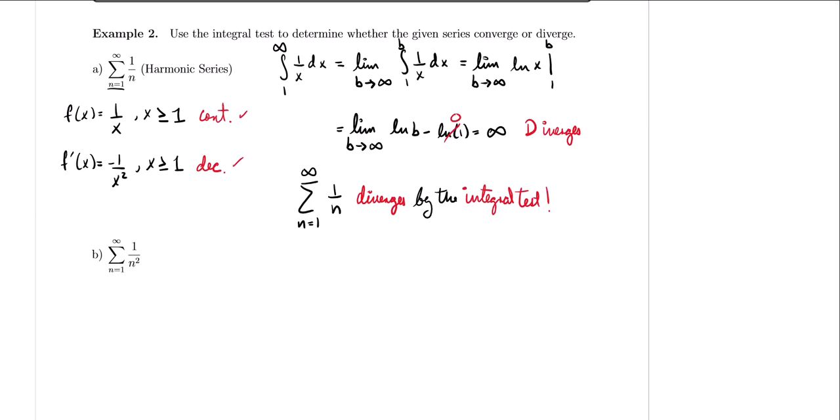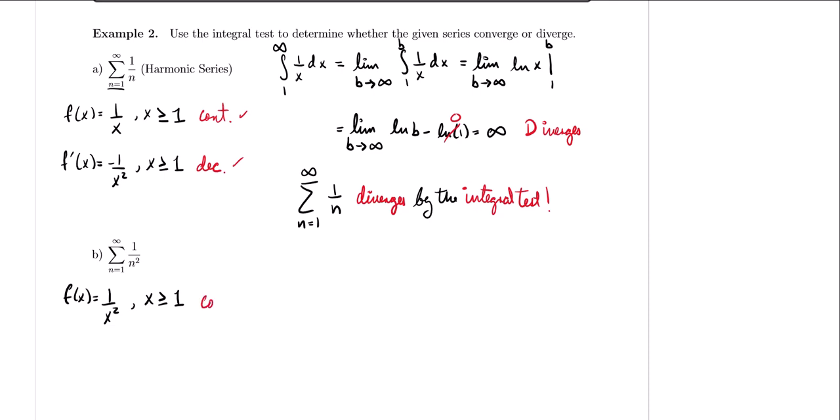Now, let's take a look at another example. This one was diverging, but what about the infinite series of 1 over n squared? Is this one diverging? Well, let's see. Can we use the integral test? Alright, so rewriting this as a function, we have f of x equals 1 over x squared for x greater than or equal to 1.